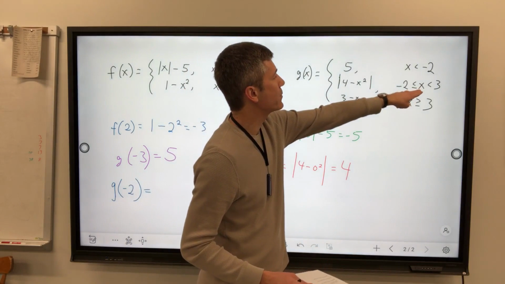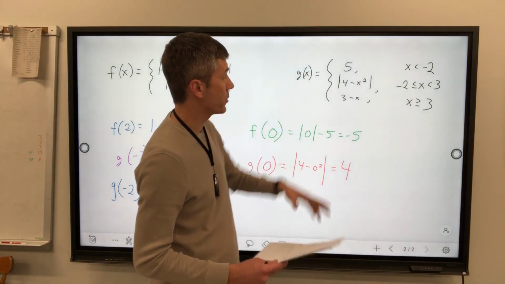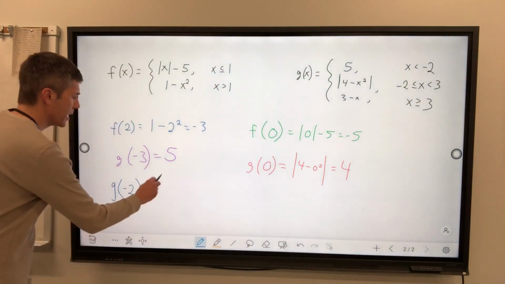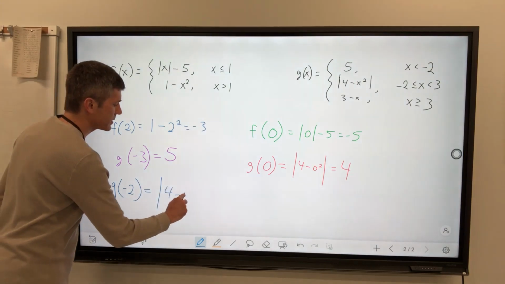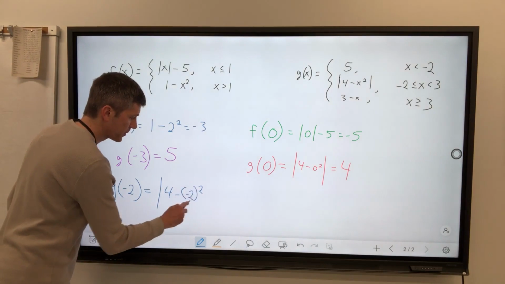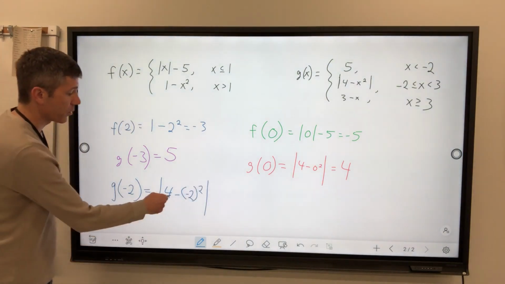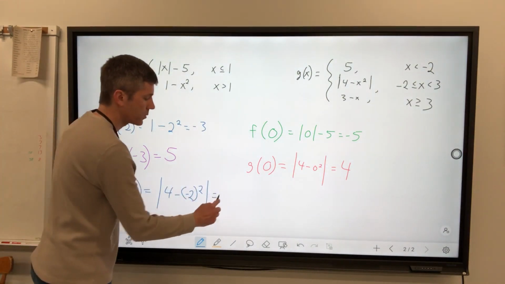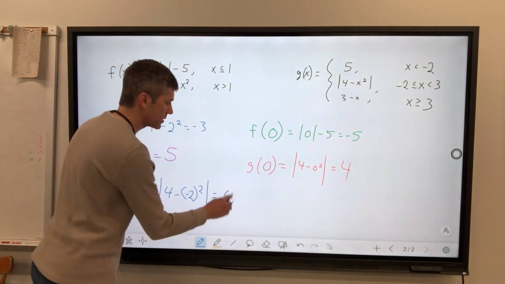Anyway, -2 applies here. We're going to plug a -2 here. This one's a little tricky in its computation. Absolute value of 4 minus -2 squared. Okay, we're squaring the -2. So that gives me 4 minus +4, which is 0. The absolute value of 0 is 0.